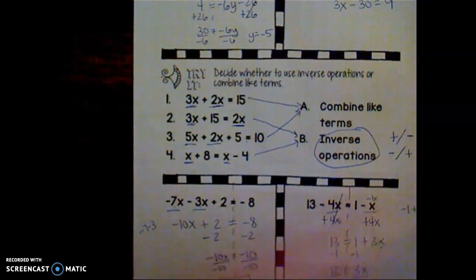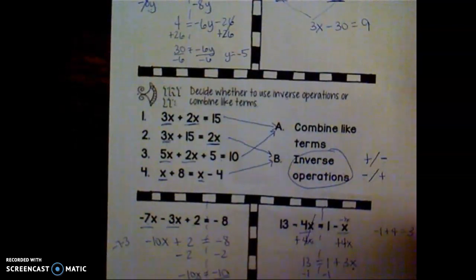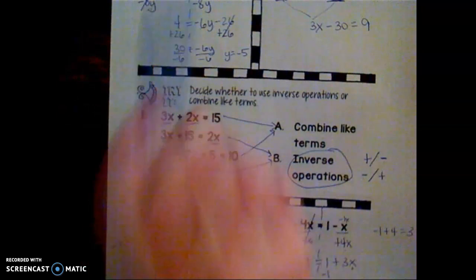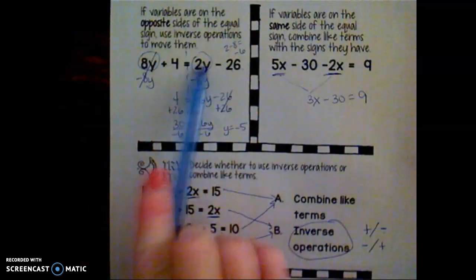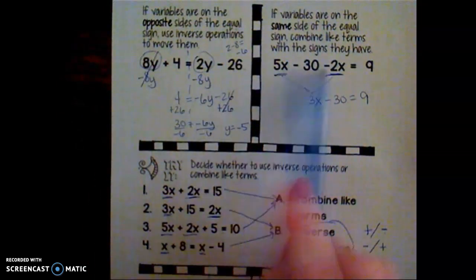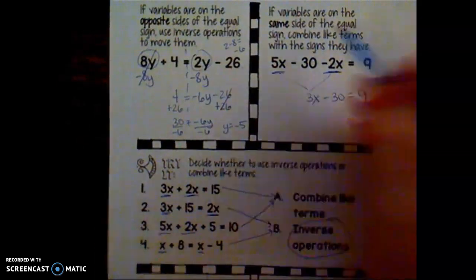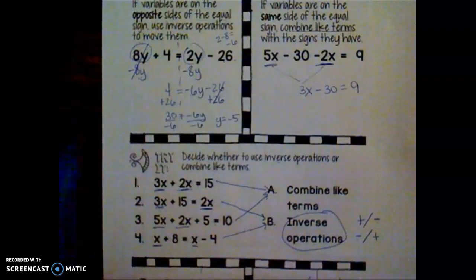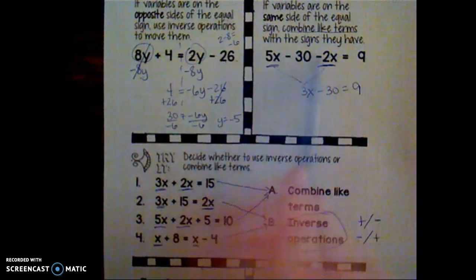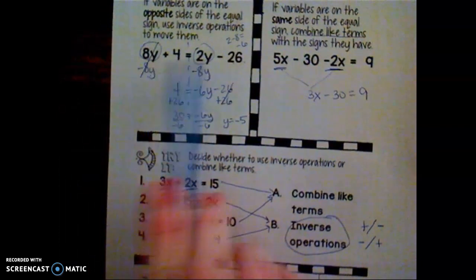All right, so that is what we call variables on both sides when they're on opposite sides of the equal sign. Not the same side. Remember, those are like terms. We've already done that. So we've got to be able to tell the difference between when they're on the same side and when they're on opposite sides of the equal sign.